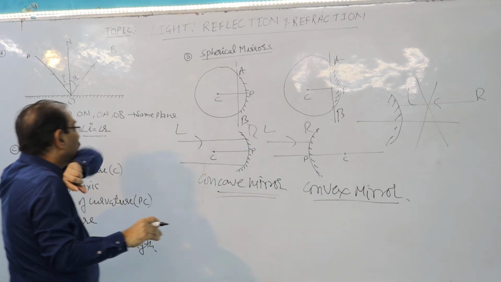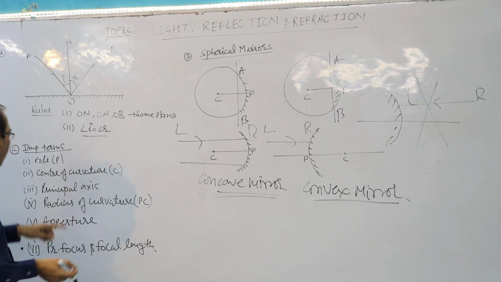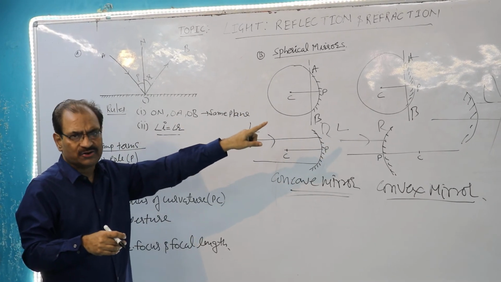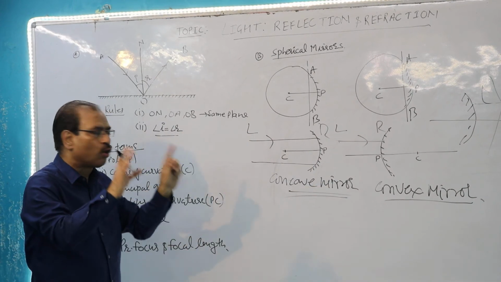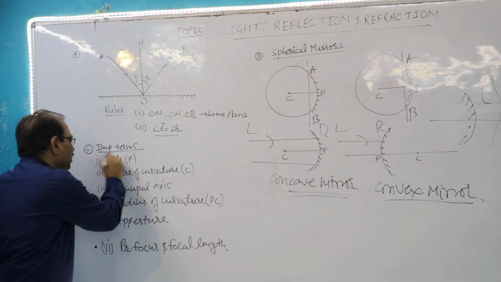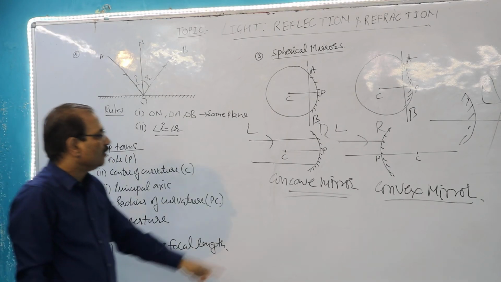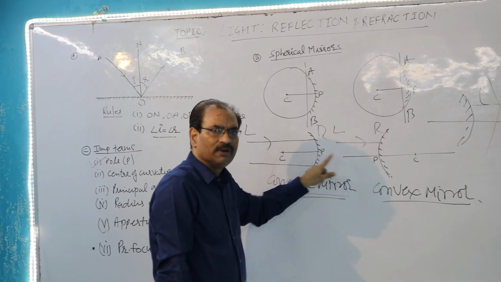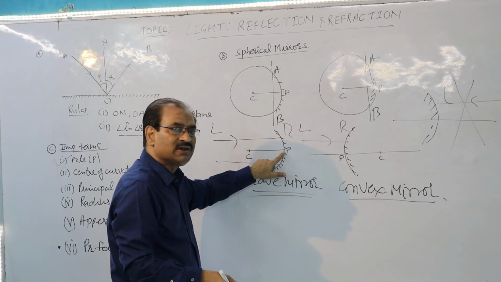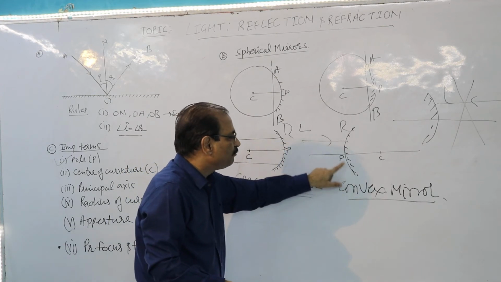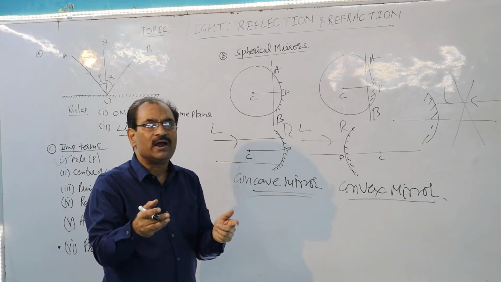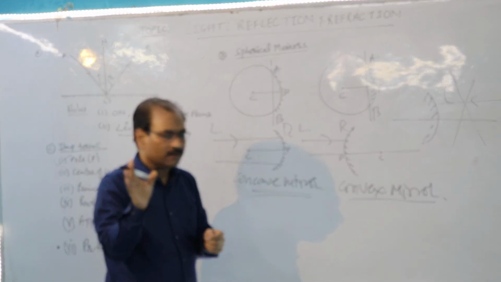Alright children, let us now come to another important thing. There are important definitions as far as these spherical mirrors are concerned. These definitions are common for both the mirrors. Let us begin with what is called pole. The first definition is pole. Children, you can see the middle point of the mirror. What is the definition of the pole? In this concave mirror, P is the midpoint. In the convex mirror, this P is the midpoint. So the pole is defined as the midpoint of the mirror.